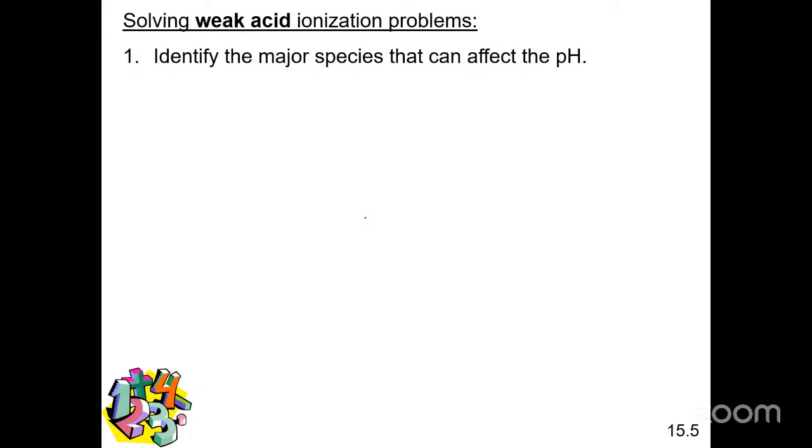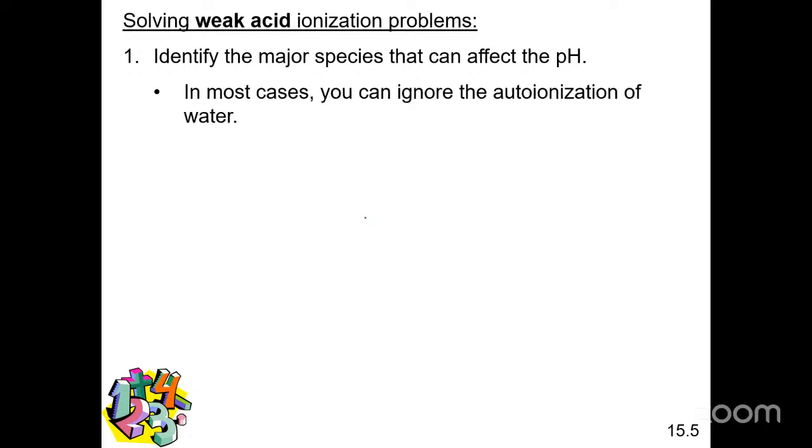First, you have to identify the major species that can affect the pH. In most cases, you can ignore the auto-ionization of water because water does contribute some hydrogen ions, but relatively small. So for the vast majority of cases, you can ignore the contribution of hydronium ions from water, and you can also ignore the concentration of OH minus because you can determine the concentration of OH minus based on the concentration of H plus. If you recall, we said that the product of the concentration of OH minus and H plus is a constant. So if you know one, you can easily determine the other one.